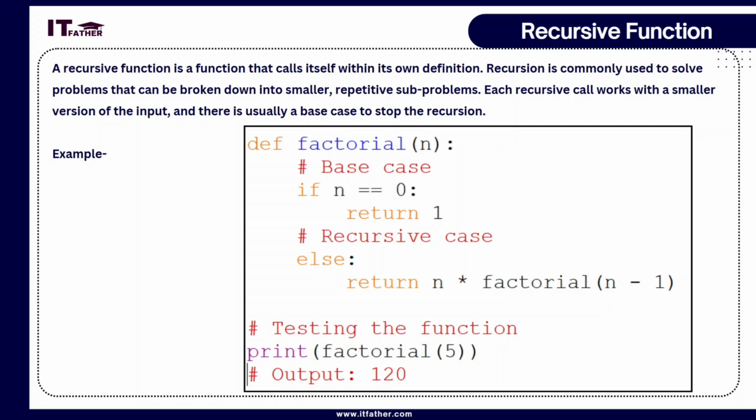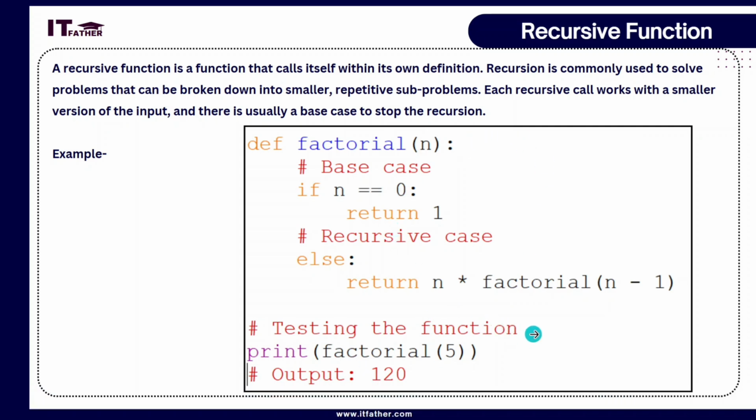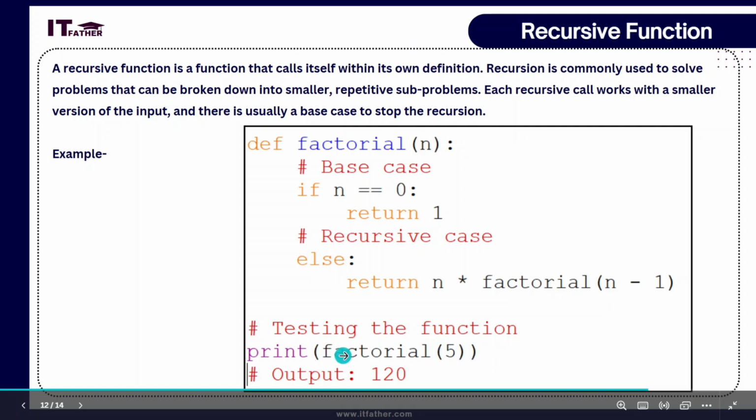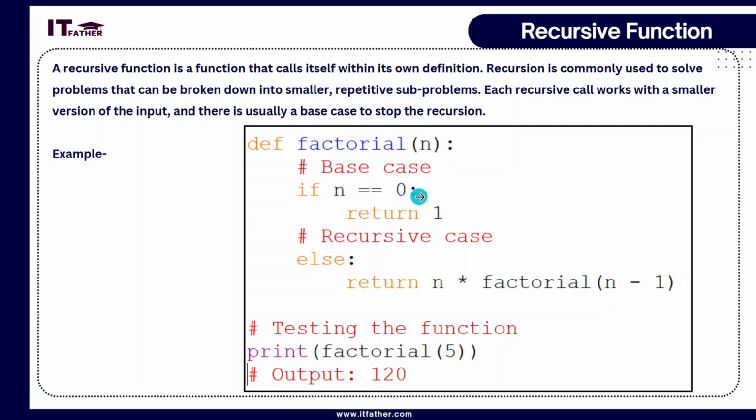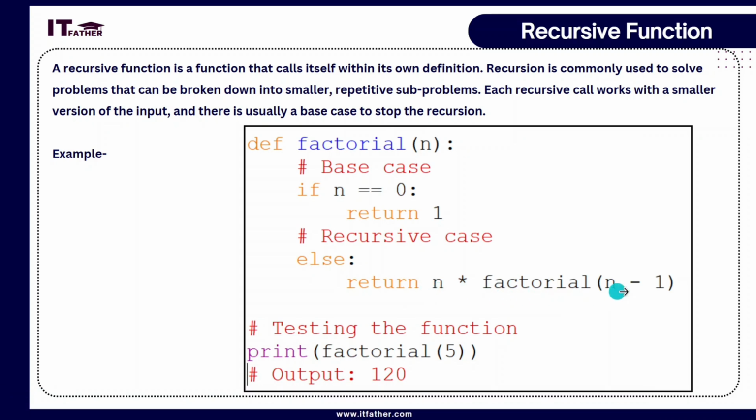For example, as you can see on the screen, we have a small function of factorial in which we are going to calculate the factorial of n. So when we call the factorial function down here, we are passing 5. Now this will come here in the function definition. Now if n equals 0, which is not 0 right now, it is 5, then return means it will come out of this function back to the calling point. But else, return n into factorial n minus 1.